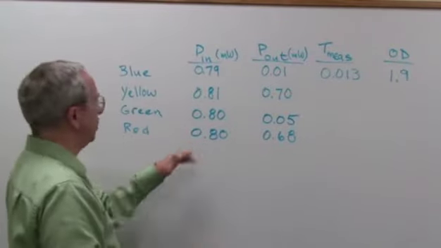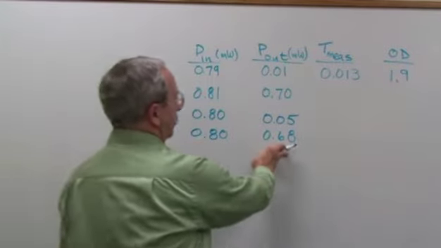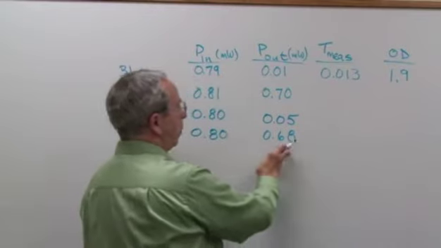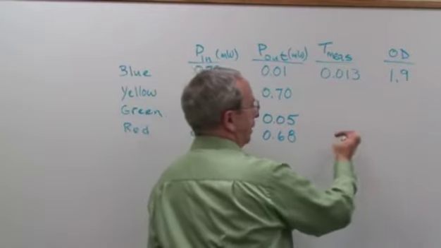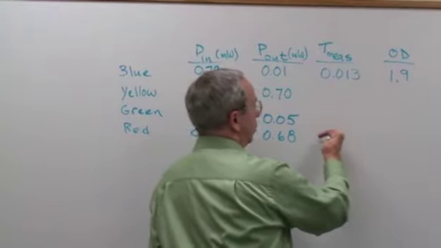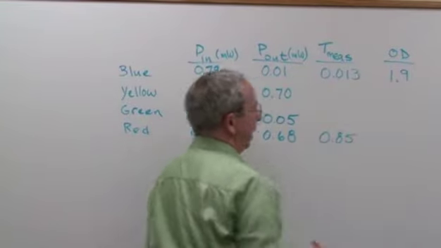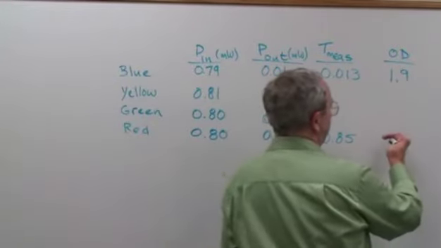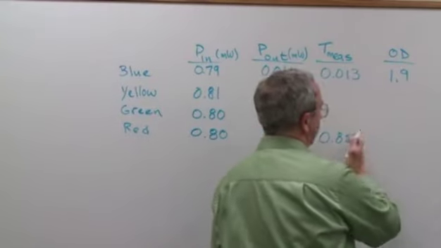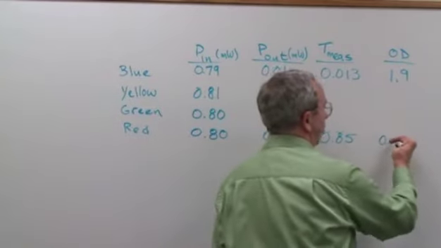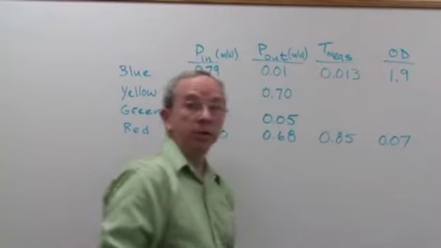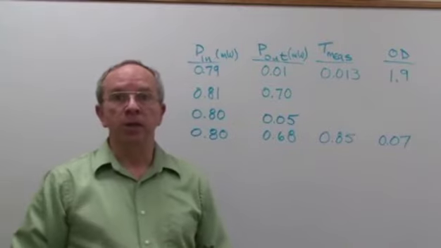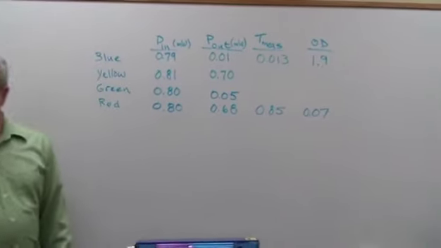And just for a comparison, let's look at the red filter. It transmitted quite a bit of the red laser light, and it had 0.68 divided by 0.8 incident, and we have a transmittance of 0.85, or we transmitted about 85% of the laser light at the red filter. And the OD value for the optical density of the red filter would be the negative log of this 0.85 value, which would be 0.07. And so that has very little optical density value at the red laser light. Alright, so let's go on to the next part of this lab.